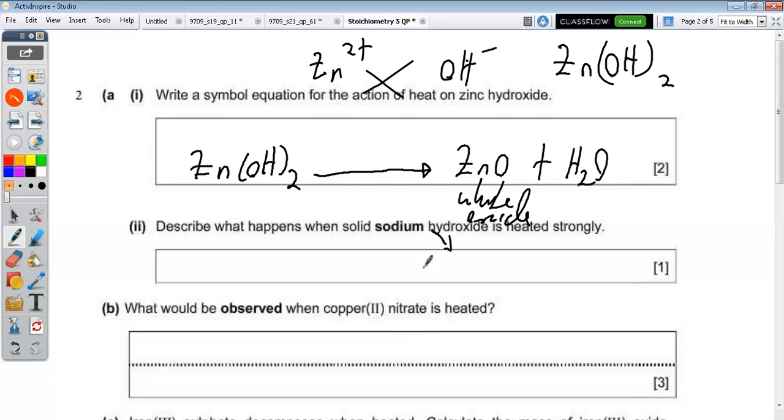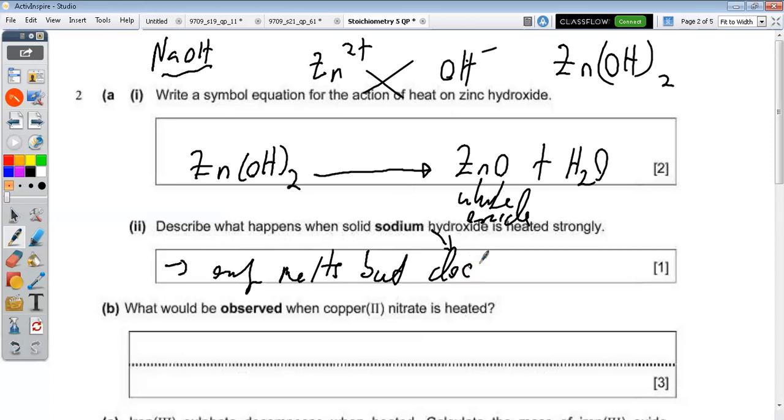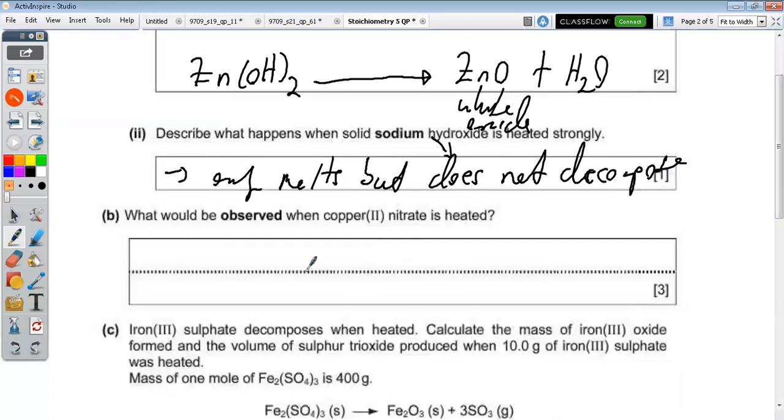Now describe what happens to solid sodium hydroxide. Group 1 is like this: Na plus, hydroxide minus. So group 1 hydroxides don't decompose, unfortunately. It's like this one here, because it's a very strong hydroxide. So for all group 1, it only melts but does not decompose. It remains clear, does not decompose. There's a strong bond, clear? Are we there? Then what would happen when you heat nitrates?